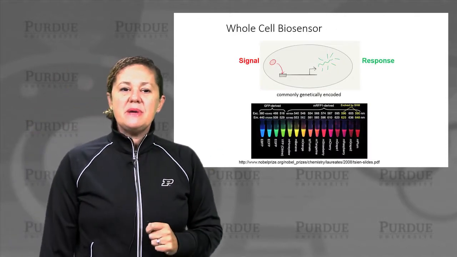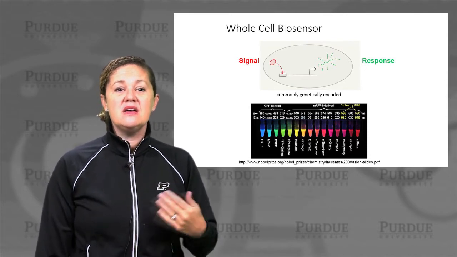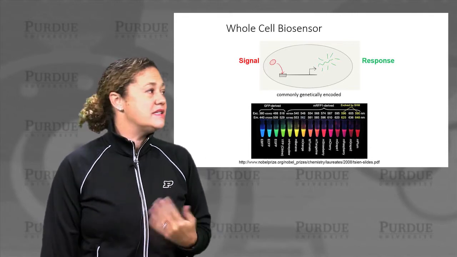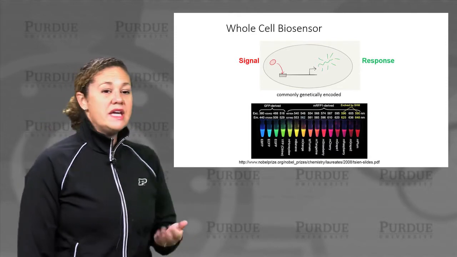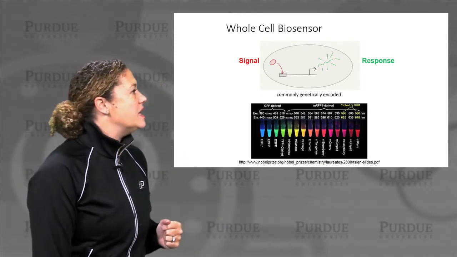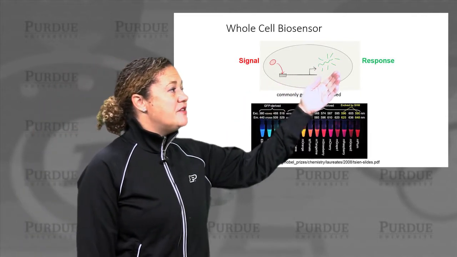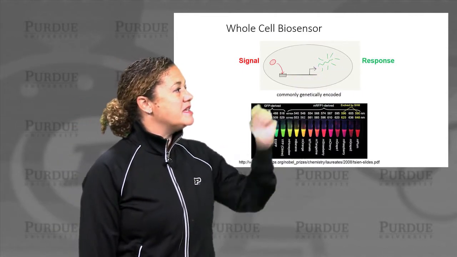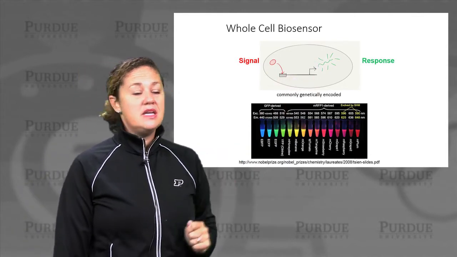So let's think about how we can engineer a cell to be a sensor. The most common and simplest way that this is done relates back to some of the lectures that we talked about in looking at gene expression. So a cell can act as a sensor if the transcription of some gene has some protein product that we can use as a response.